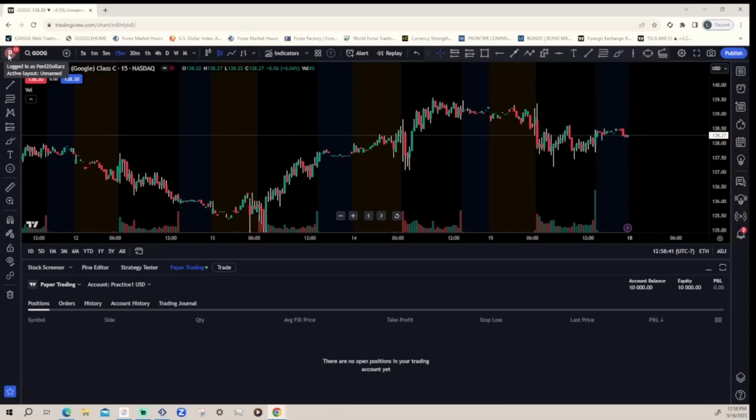You see right here, this is when you're logged in. You have the little icon up here. And then you want to go down to where it says paper trading. And then right here, this drop down, you want to go to this drop down and then create a paper trading account.